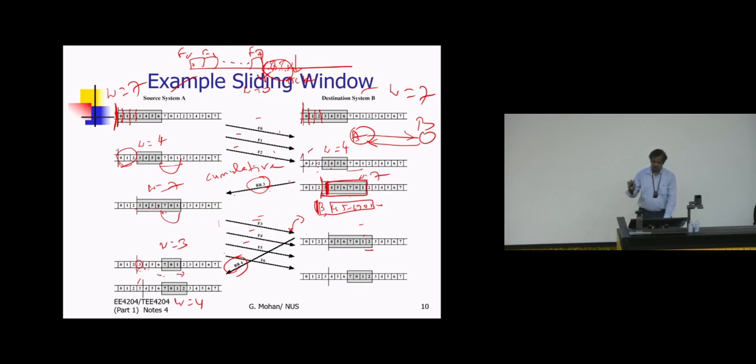If there are no errors, that problem will not come. But anyway, we just keep that convention. I can use W equal to 8. In that case, I should use a 4-bit sequence number. If the frames are numbered from 0 to 15, I can go up to W equal to 15, not more than that. W equal to 16 cannot be used.